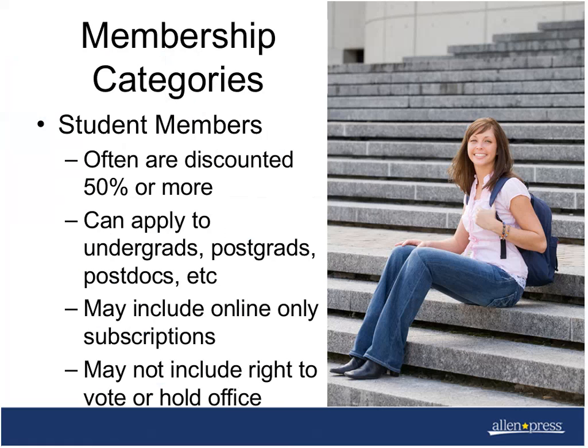The next most common category often is specific to students. This offering is often discounted by 50% or more. Typically, any type of student status is acceptable, from an undergrad, a postgrad, a postdoc, and the requirements and the length of time an individual may be a student varies greatly across associations. It is common that this discounted membership results in a journal benefit of online-only access, no voting rights, and no right to hold office.